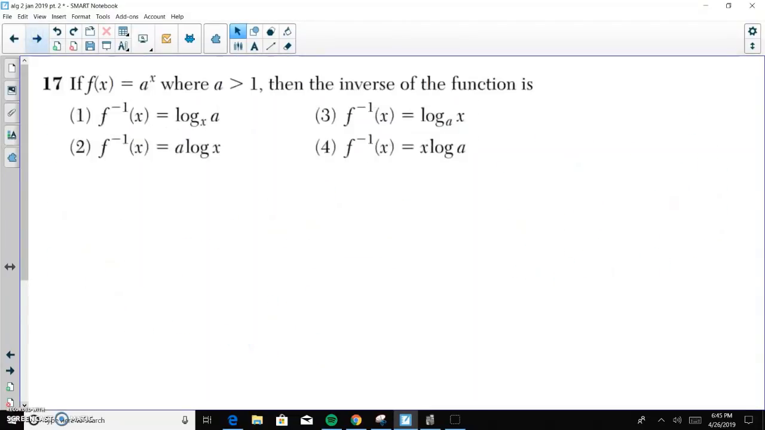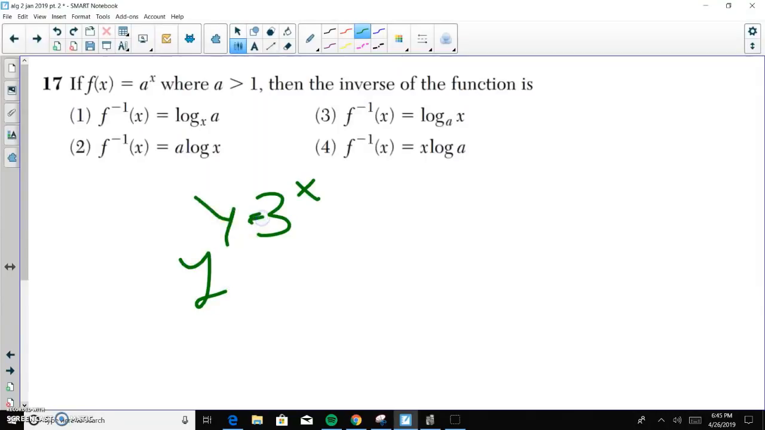Okay, number 17. If f of x equals a to the x power, where a is greater than 1, then the inverse of the function is... Okay, so there's a very important rule you have to memorize with this. A regular exponential function would be, let's just use 3 to the x. And the inverse with the log would be y equals log base 3 of x.